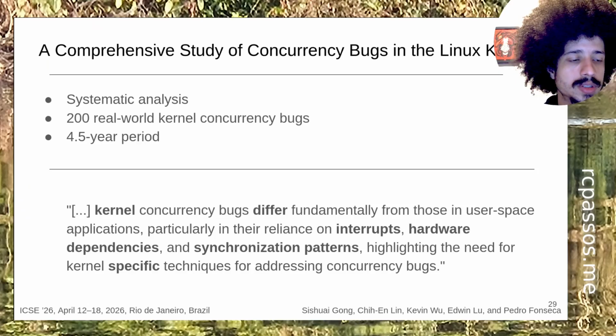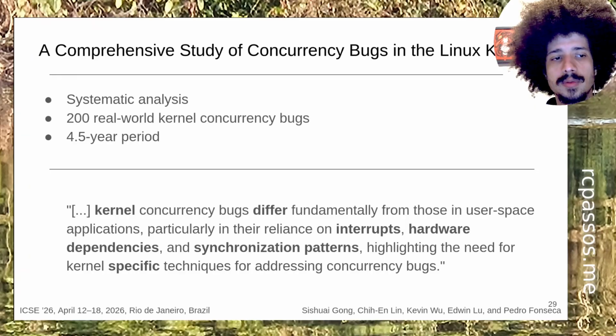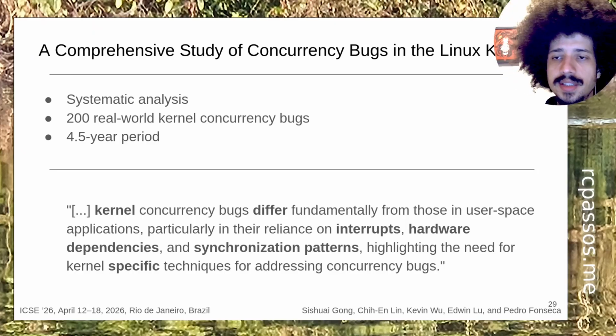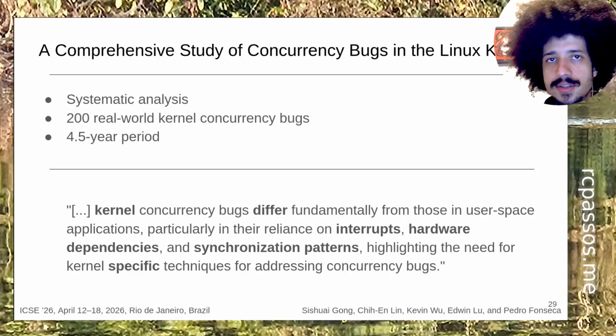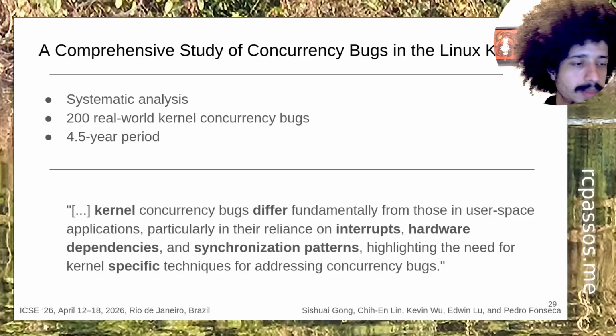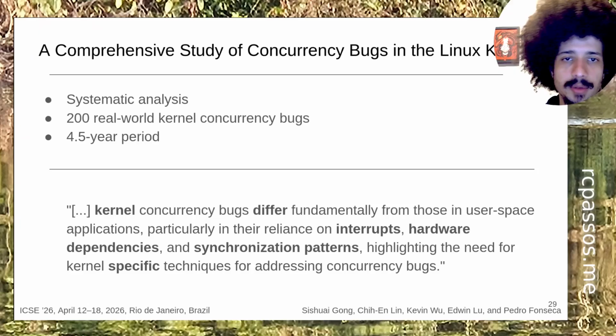The conclusion these authors came to is, well, concurrency in the kernel is fundamentally different from user space. And because of this, we have the interrupts, we have harder dependencies, and we have more kinds of synchronization patterns to work with. And we then need to have better techniques specific for the kernel to address these bugs, either for finding the bugs faster or solving them faster, and well, we need to help the community with this.